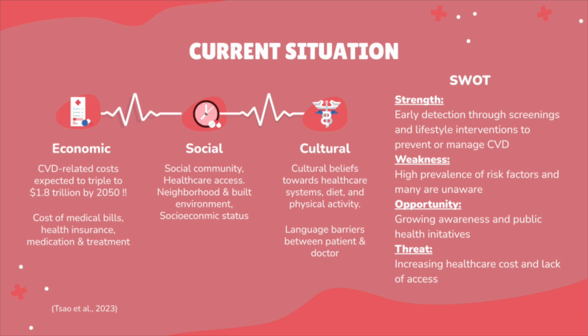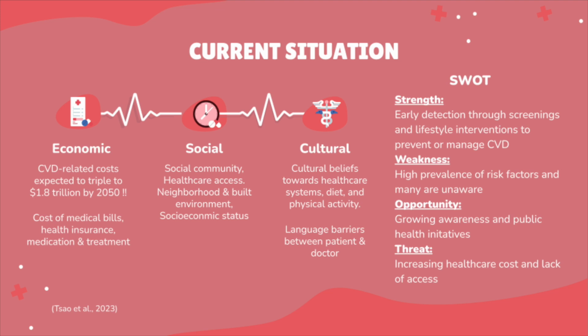Social health factors can lead to chronic psychological and environmental stressors: social community, leading to discrimination and social isolation; healthcare access, leading to limited healthcare; neighborhoods and built environment, leading to unsafe, insecure housing and lack of access to grocery stores; and socioeconomic status, leading to low status and food insecurity. These stressors in turn can promote risk of CVD. Finally, cultural beliefs in healthcare systems, diet, and physical activity can affect seeking management for CVD. Language barriers can also hinder effective communication between patients and providers, impacting quality of care.